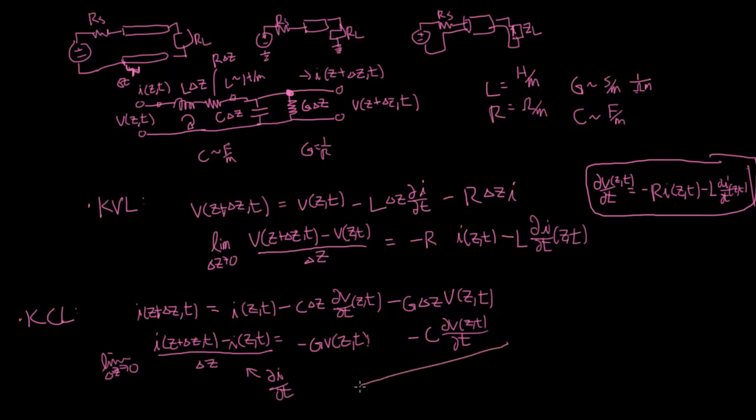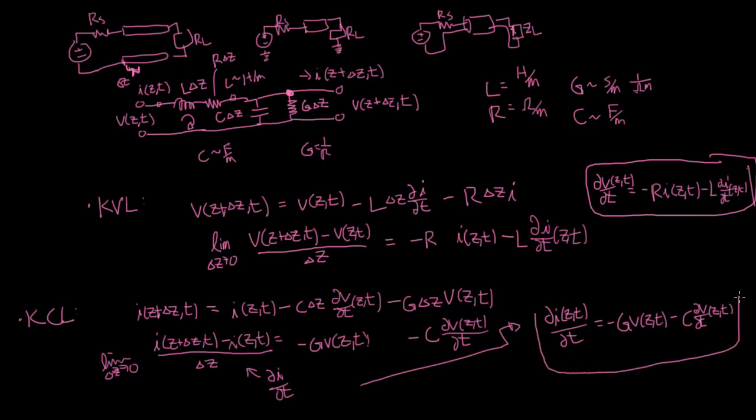Using that, we now get our second transmission line equation, where di/dt is going to be equal to minus G v(z,t) minus C dv/dt of z, t. So you can now see these are the two governing transmission line equations that we'll be basing everything off of.